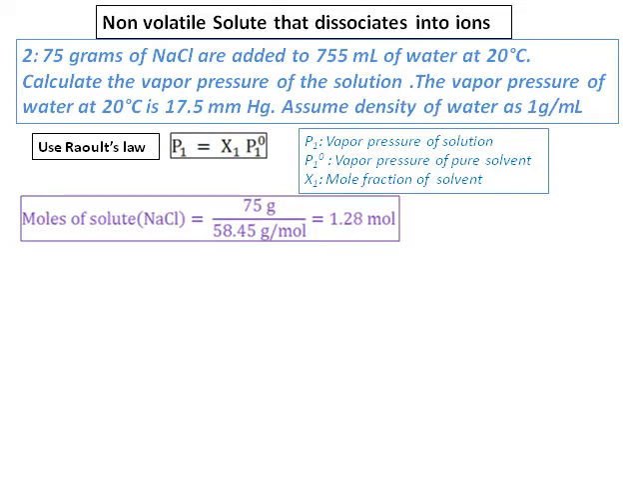And this is a case in which, as I told you, the solute will dissociate. That means sodium chloride will dissociate into sodium ions and chloride ions.